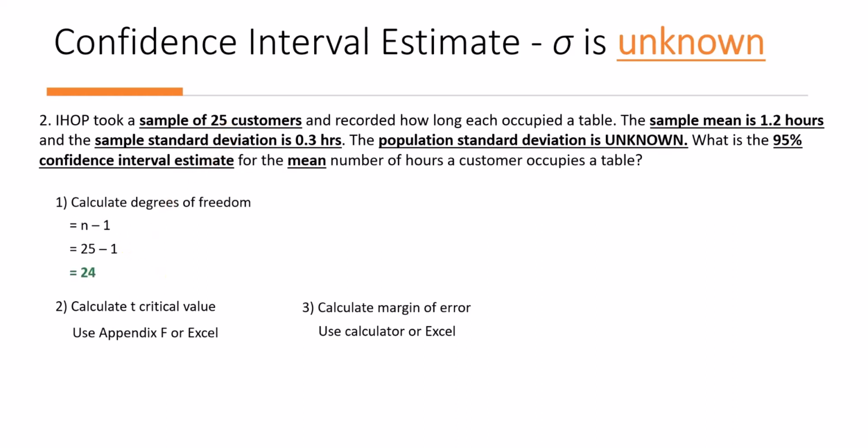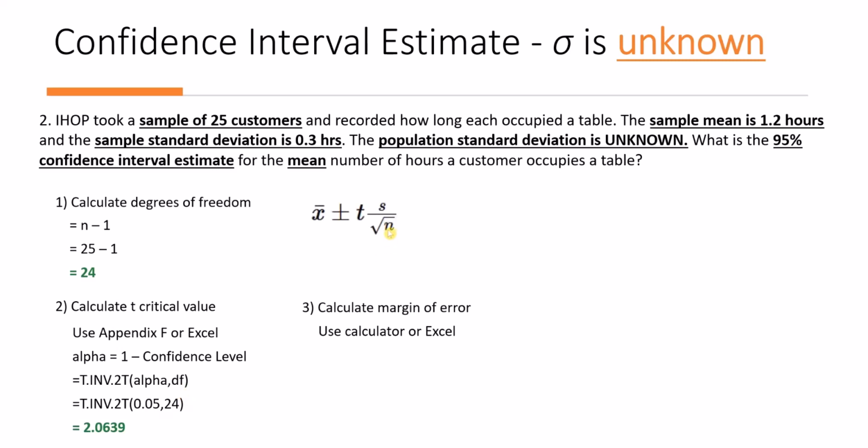Next, we're going to calculate our t critical value. You could use Appendix F or Excel. I do recommend Excel. So our alpha is going to be 1 minus the confidence level. We are going to use the t.inv.2t function. We're going to pass in alpha of 0.05 and our degrees of freedom of 24, and we get 2.0639.